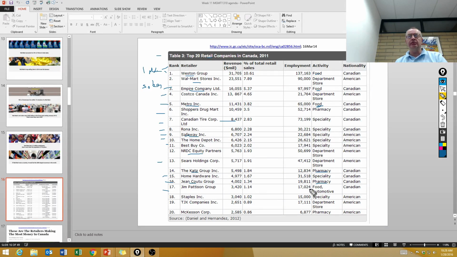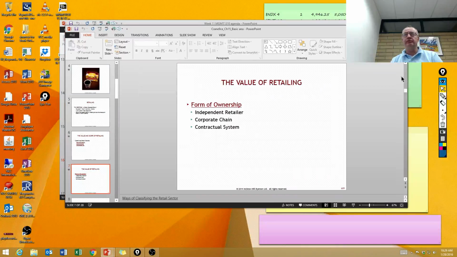Jimmy Pattison Group out of BC. They have lots of automotive retailers, and they have several food stores. Staples, TXG, it's a department store. I've never been there. McKesson, that's an American pharmacy. Obviously they're in Canada, I don't know where. I've never seen them myself. But anyway, we have lots of large retailers in Canada that we're familiar with from our personal shopping.